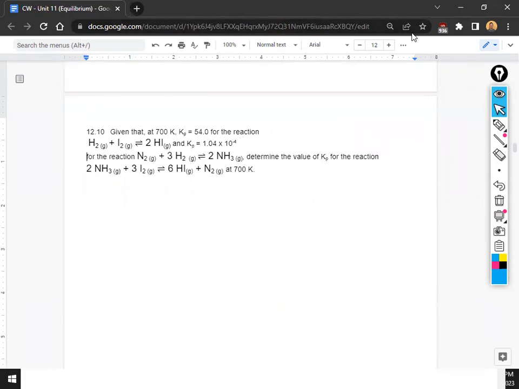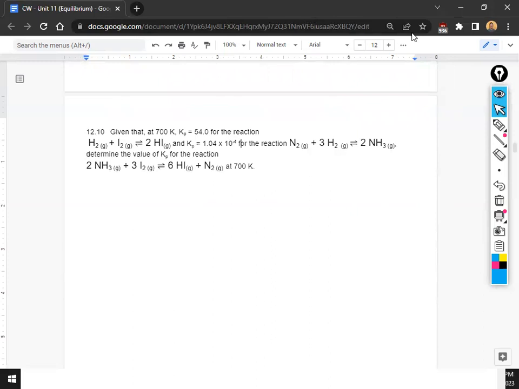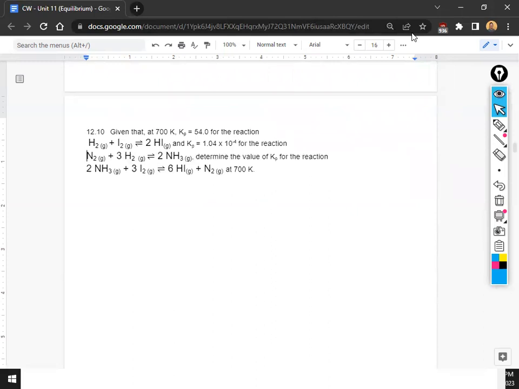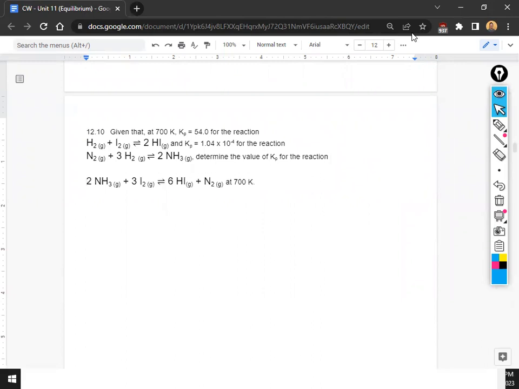Okay, so I'll organize it so it's a little bit easier for you guys to look at and to read. Okay, but these are your 2 reactions. And I want you guys to determine the K value for this reaction right here. So I'll give you guys about 6 minutes to try that out. I know it's a longer problem. Let's see if you guys can get the KP value for this reaction right here.